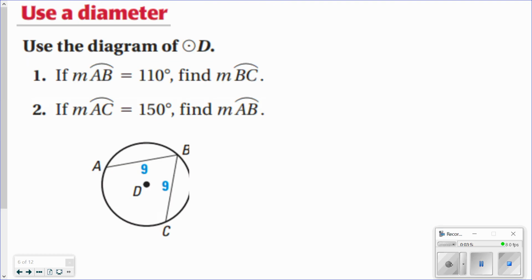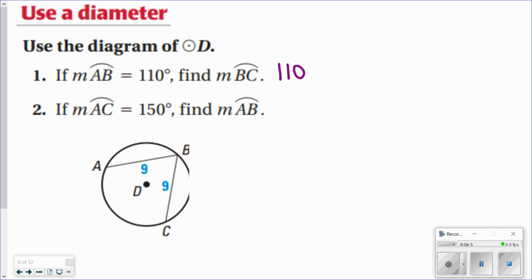Use the diagram of circle D. If the measure of arc AB is 110, so AB would be this arc right here, we want to find the measure of arc BC. Well, if we look at our diagram, we see that these two chords are congruent. So since the two chords are congruent, that means that their arcs are congruent. So BC then would be 110 degrees.